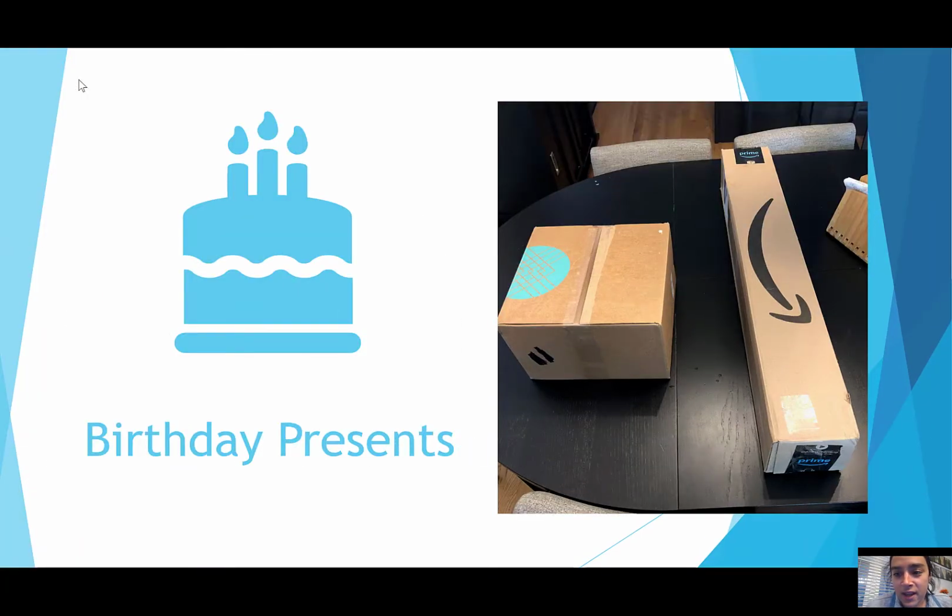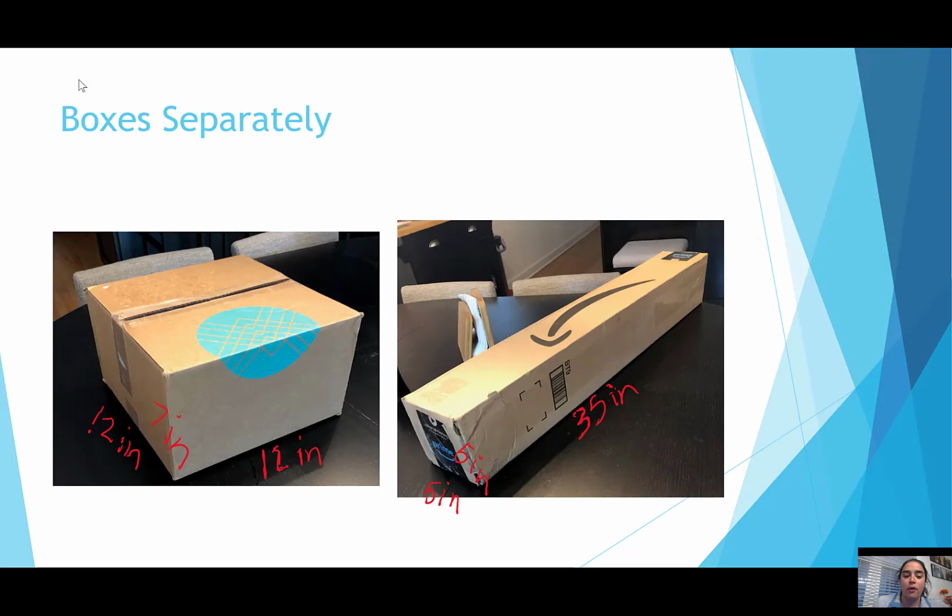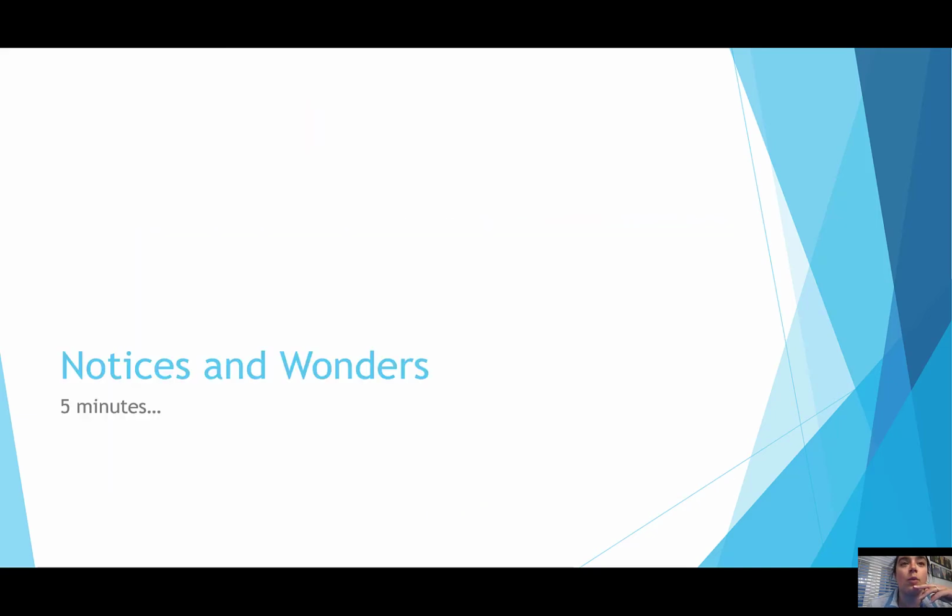Okay, so let's summarize some things. I put the boxes that I just measured on the table so you could see them. And to make this even more helpful, I put the dimensions of the box. So the smaller box had a length of 12 inches, a width of 12 inches, and a height of 7 inches. And the long box had a length of 5 inches, a width of 35 inches, and a height of 5 inches. So your job right now is to write down things you notice and wonder about the boxes. Take 5 minutes to do this. Write down notices and wonders.